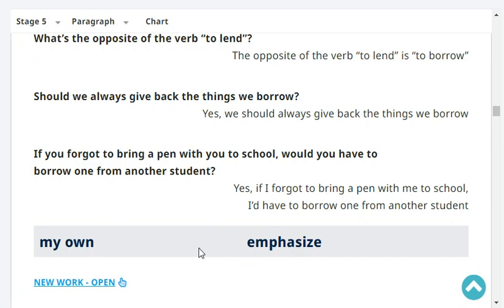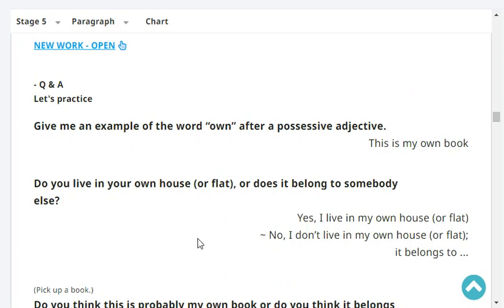If you forgot to bring a pen with you to school, would you have to borrow one from another student? Yes, if I forgot to bring a pen with me to school, I'd have to borrow one from another student.